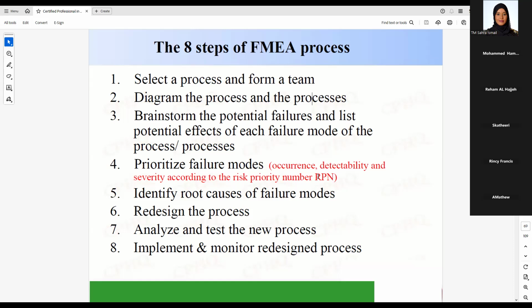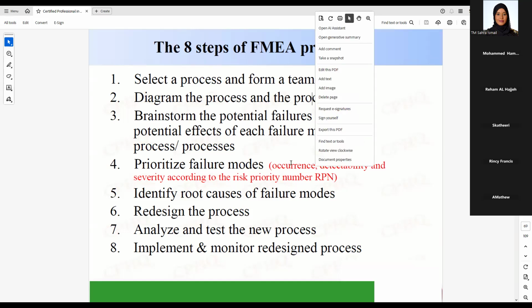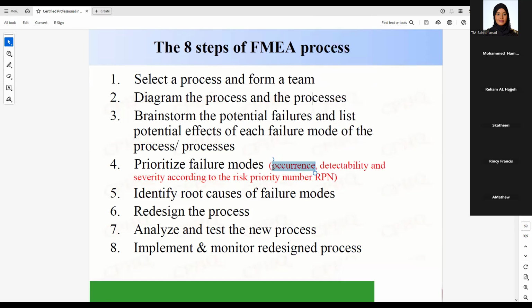There is a certain calculation for the risk priority number. You will look at how often this specific incident can happen, how easy it is to detect, and if it happens, what the severity of the outcome will be. And based on it, you have a score that's called the risk priority number for all the failure modes. And then you identify the root causes of the failures. You redesign the process to avoid or to clear out all these root causes. You analyze and test the new process, and then you implement and monitor the redesigned process.